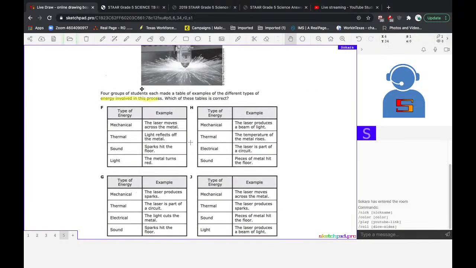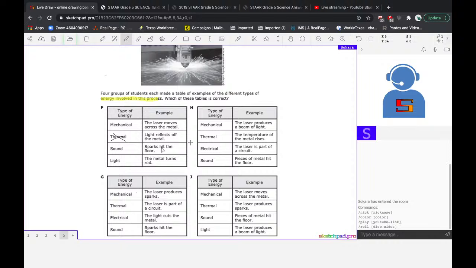All right, starting with option F, mechanical. The laser moves across the metal. Okay, I could see that as mechanical energy because it's moving. All right, next. Light reflects off the metal. They're saying that's thermal energy. That is actually incorrect, because it would be light energy since the light is reflecting off the metal. So we're going to X that out.